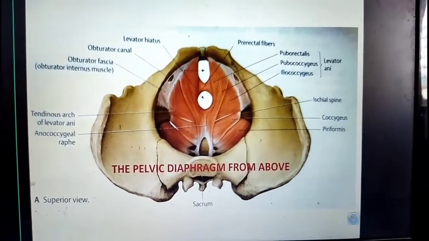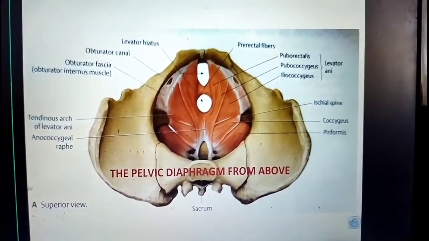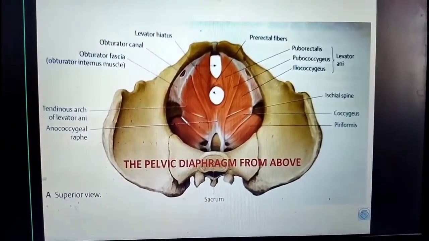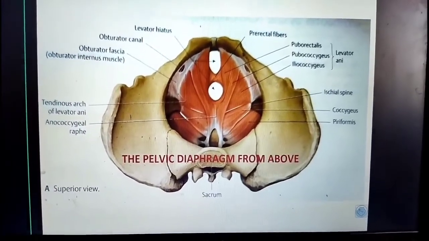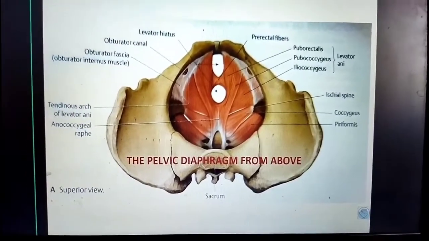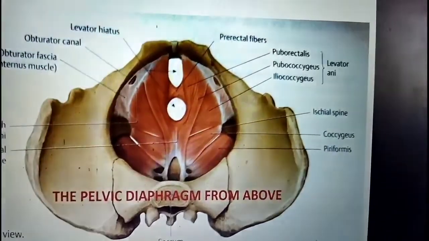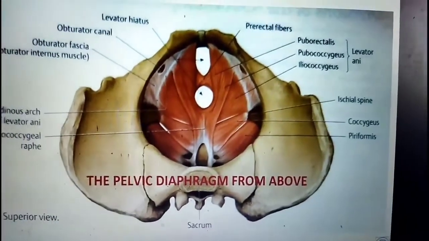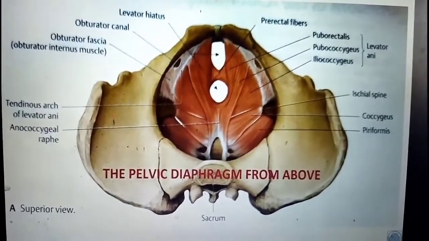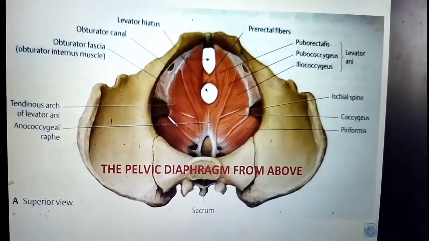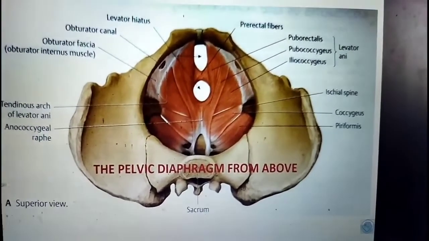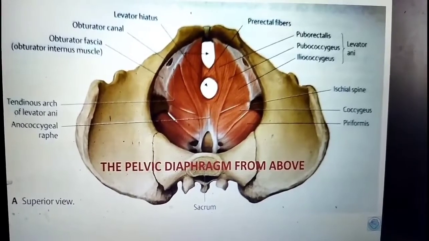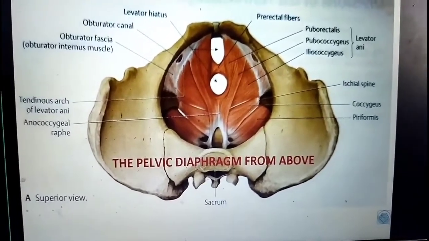This is the pelvic diaphragm. You can see here the three muscles which together form the levator ani group of muscles. From before backwards, the pubococcygeus, the iliococcygeus, and the ischiococcygeus. The ischiococcygeus is also simply called the coccygeus muscle. You can see the puborectalis fibers. These puborectalis fibers are derived from the most anterior group of fibers of the levator ani, which is the pubococcygeus.